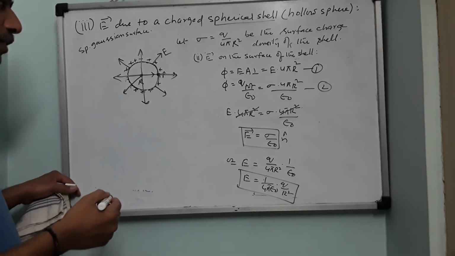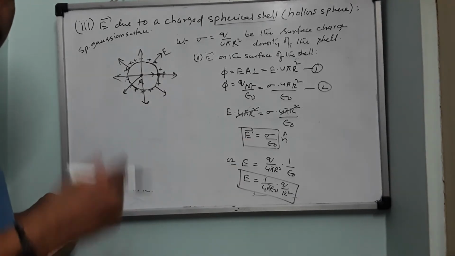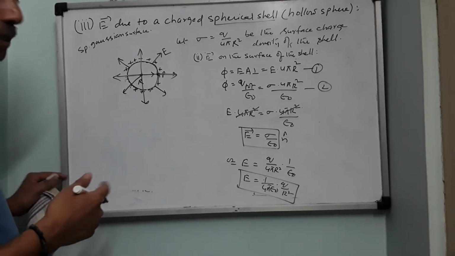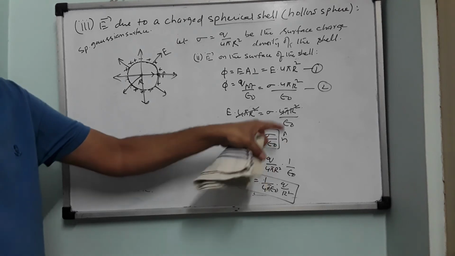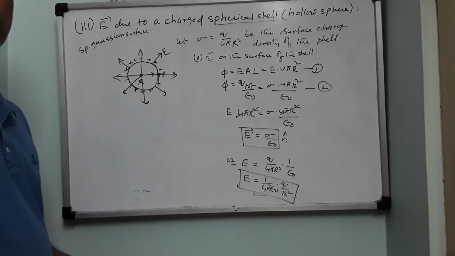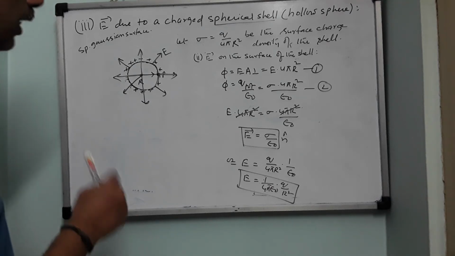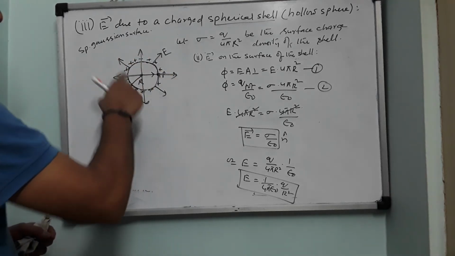Why should it always be normal? Why can't it have some other direction? That we discussed in the second chapter, electrostatics of the conductors. So that is why we have written N cap. N cap indicates that electric field exists normal to the surface of the shell. So it has electric field at a point P outside the shell, and it has the electric field on the surface of the shell.